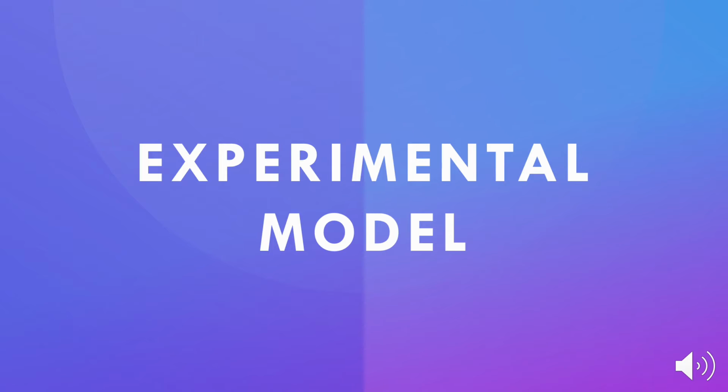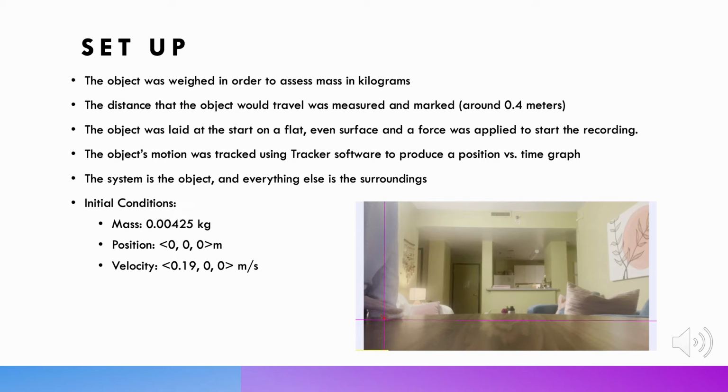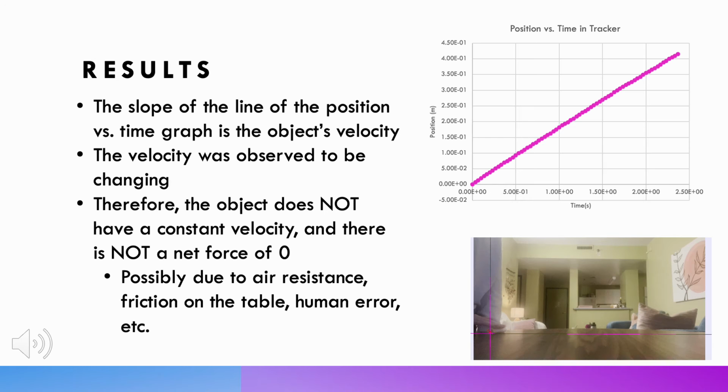Now let's look at the experimental model. To set up the experimental model, the object was weighed to assess its mass in kilograms, the distance the object would travel was measured and marked, and the object was laid on a flat, even surface. To start the recording, the object was pushed, and the object's motion was tracked using Tracker software, and its initial conditions are below. We observe the system to be the object, and everything else is the surroundings.